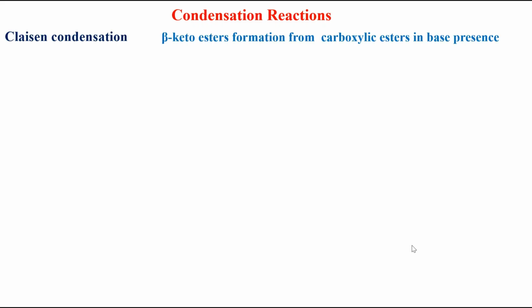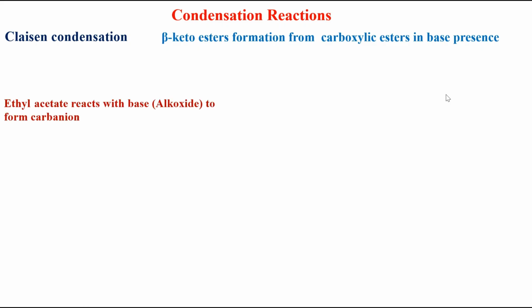Let us look into another condensation reaction, Claisen condensation. Claisen condensation is a condensation reaction in which a beta keto ester is formed. In case of aldol condensation, a beta hydroxy aldehyde or a beta hydroxy ketone is formed. In case of Claisen condensation, beta keto esters are formed by reaction of two carboxylic esters in the presence of a base.